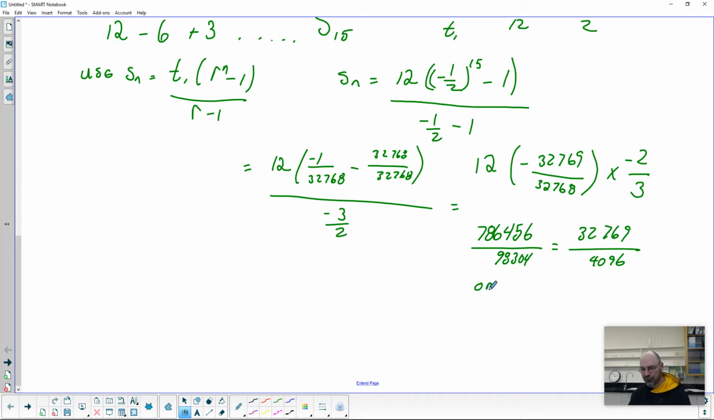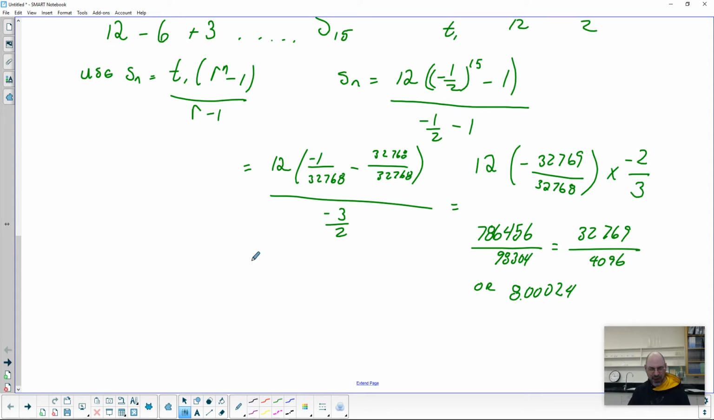Or if you did decimals, it ends up being 8.0002 something. So do the fractions, or if you want to do decimals, you could do decimals. You just don't round it off when you're multiplying. So there's an example of just determining a sum with that first formula.